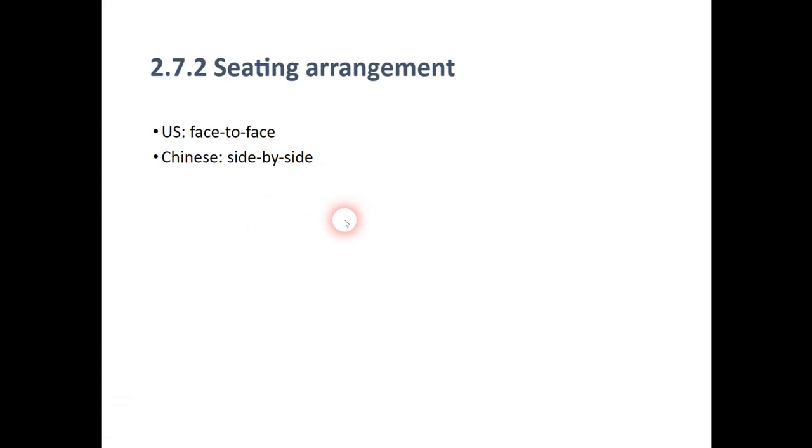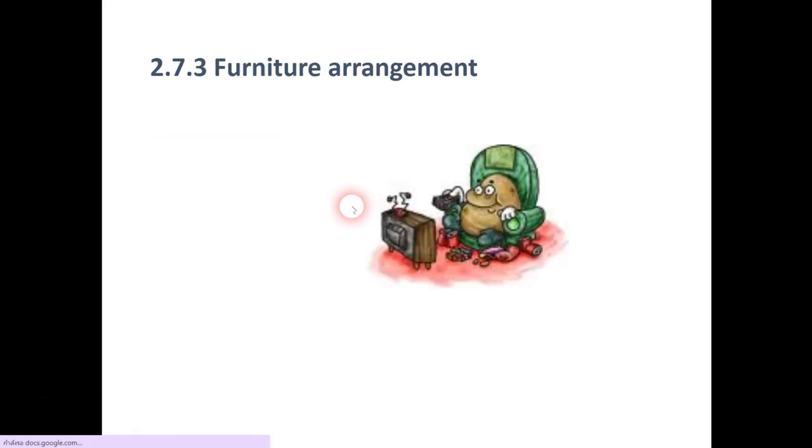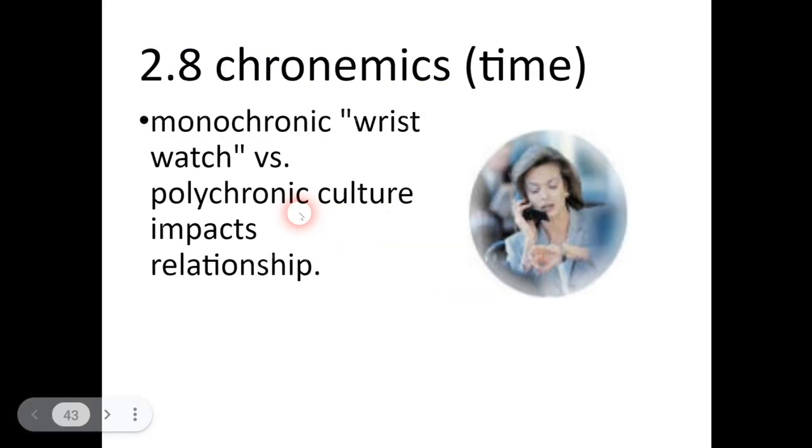Seating arrangement can be cultural. Face to face is really appropriate for certain cultures like the US. Chinese will prefer side by side like the Thai style. Furniture arrangement too. Also, the time, or chronemics.